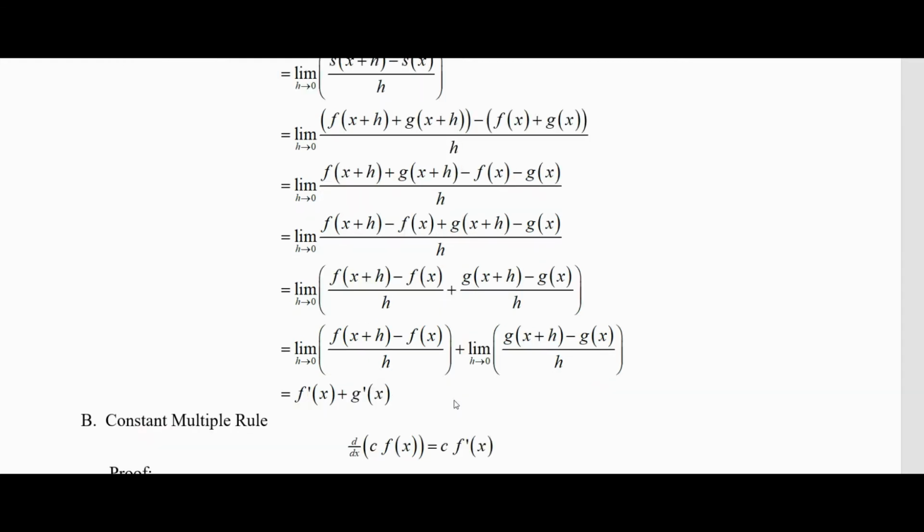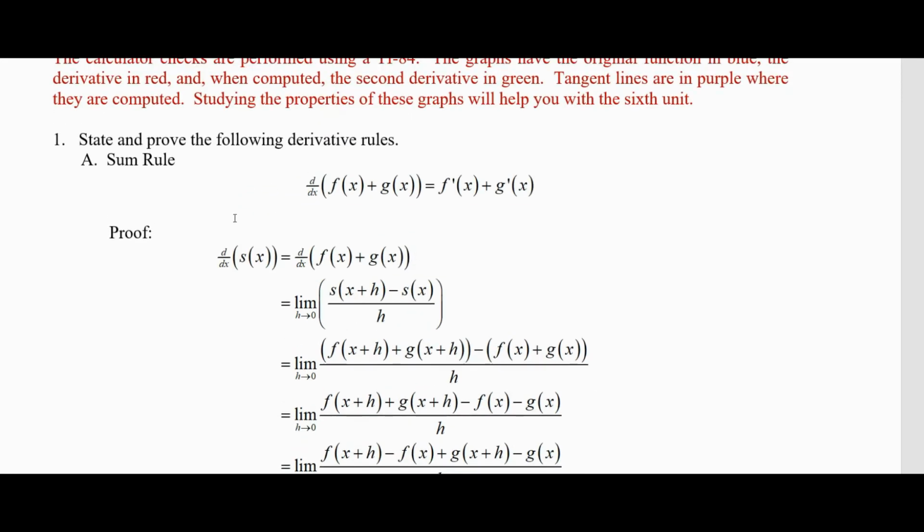Similarly, let's do the constant multiple rule. The derivative of a constant times f of x equals a constant times f prime of x. And I should say this is for any constant c, and for any differentiable function g.